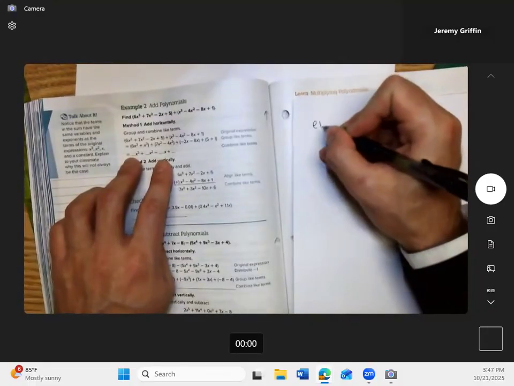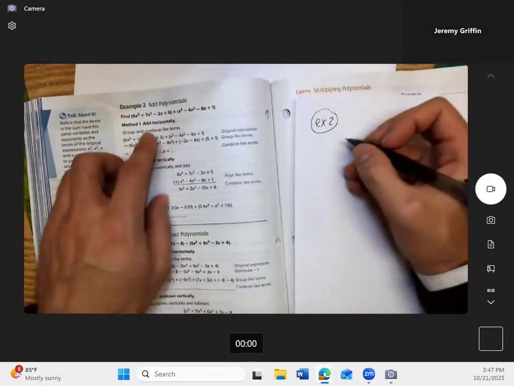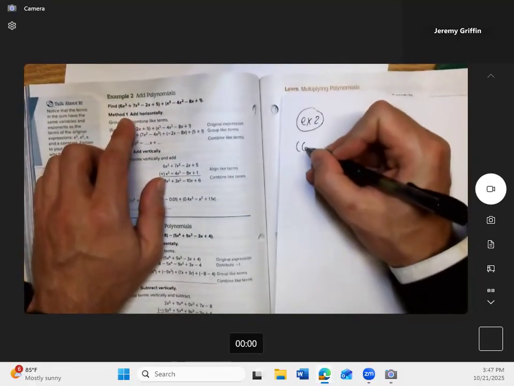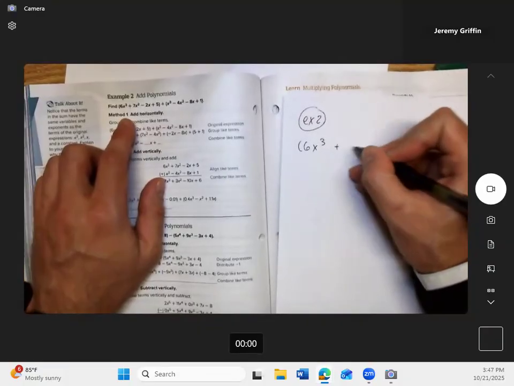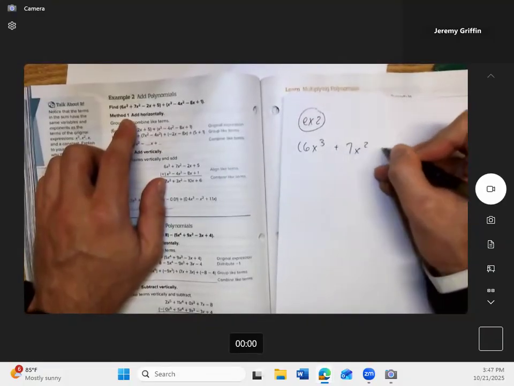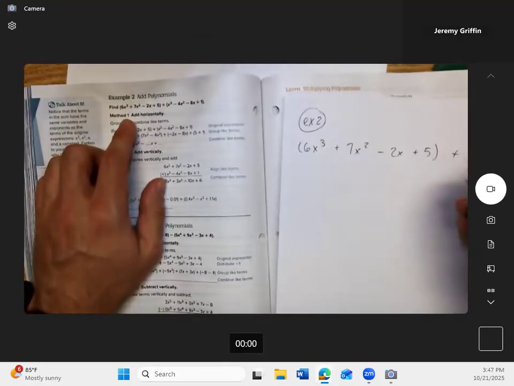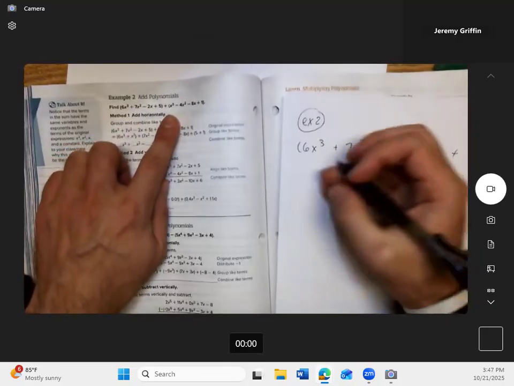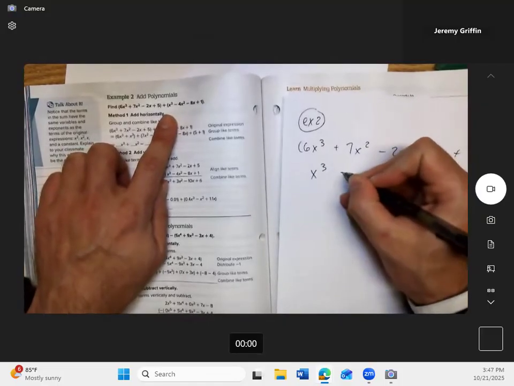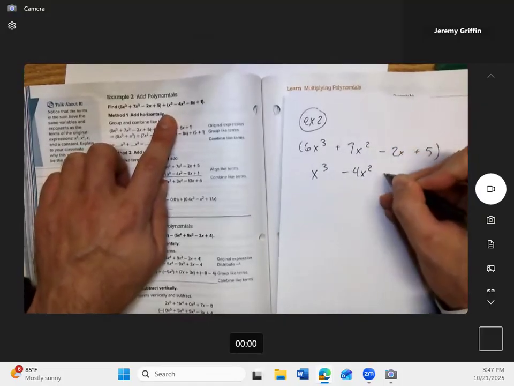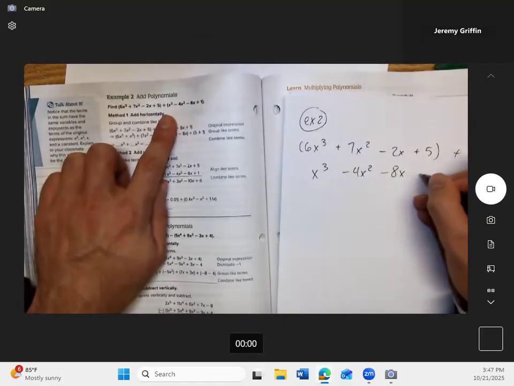So this is example 2. Yeah, and actually, we'll just go ahead and write this out. 6x to the 3, because I have larger font anyway, plus 7x squared minus 2x plus 5. And we're going to add, kind of running out of room, let's have it down here. x to the 3 minus 4x squared minus 8x, and then plus 1.